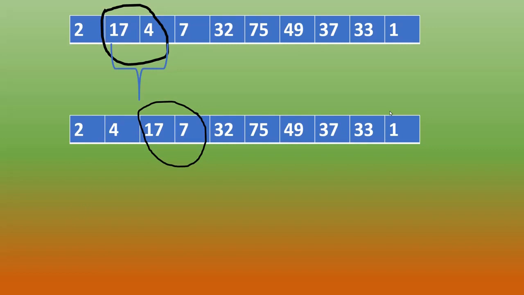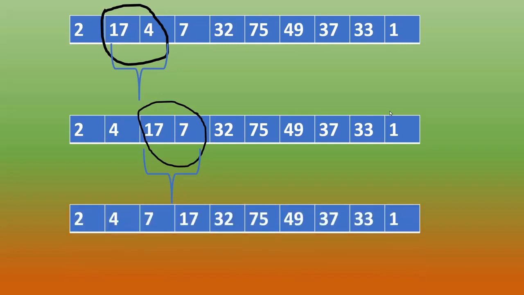Comparing 17 and 7. In this case also, 17 is greater than 7, so you are going to exchange these two elements. After the exchange, your list is like this. Again, you compare 17 with 32. 17 is less than 32.